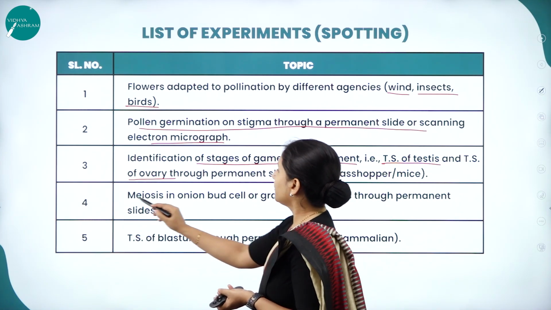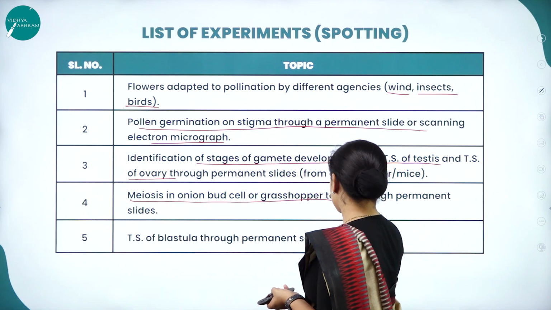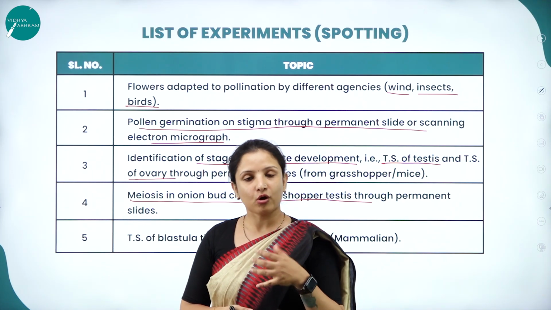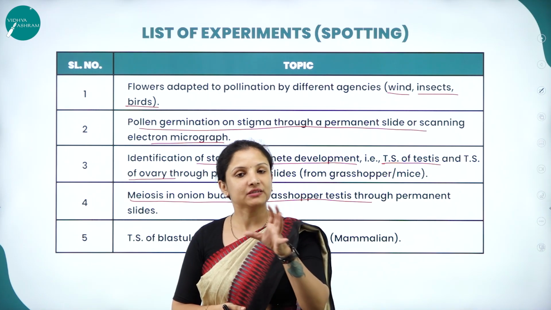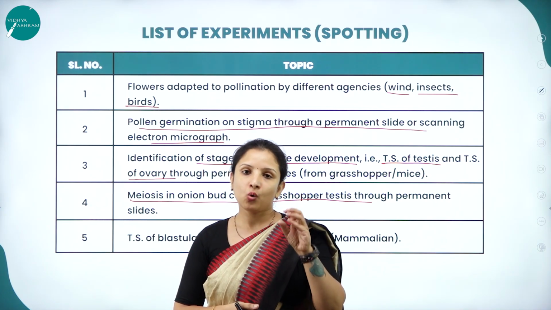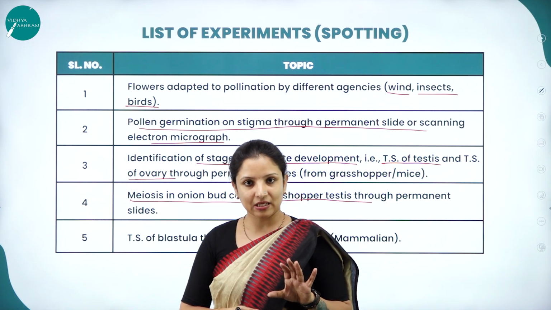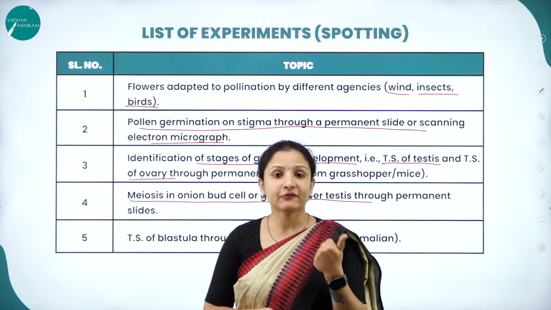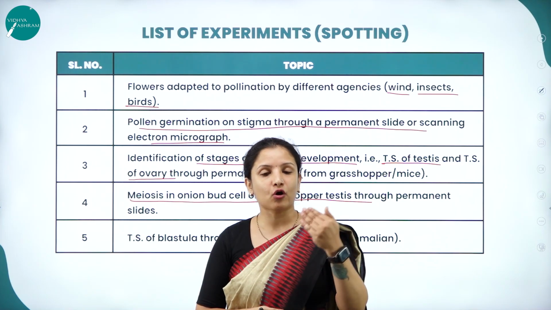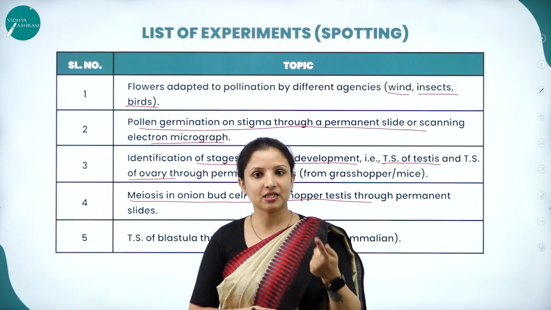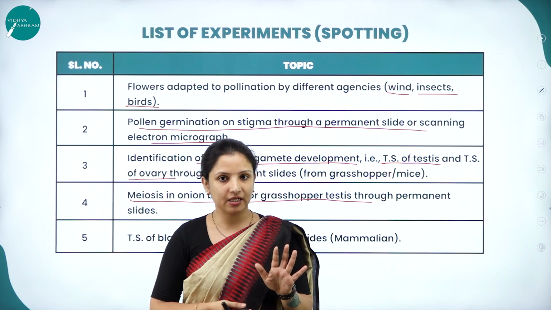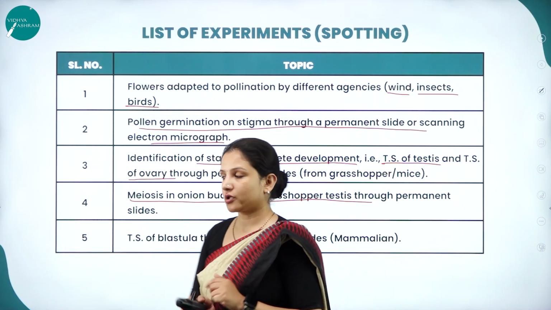Next is meiosis in onion bud. That is true, that is grasshopper testis. Those cells will be already, permanent slides will be there, and different stages of cells will be in that. One will be focused by the examiner, or it will be asked by the examiner, that is metaphase. So we have meiosis 1 and meiosis 2. Under that, all the stages, leptotene, zygotene, pachytene, diplotene, diakinesis, all those stages, any one will be kept. So we need to identify what it is.